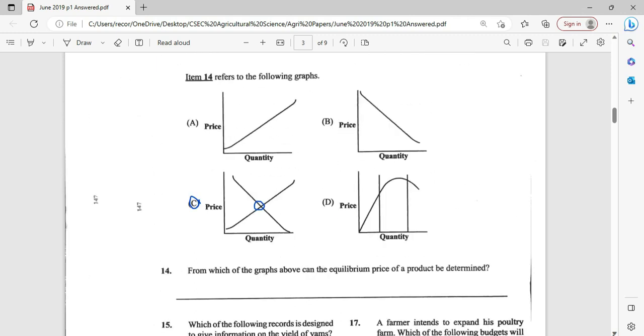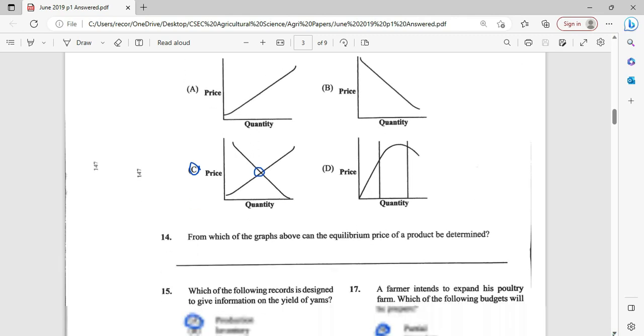Item 14 refers to the following graph. Our answer for the question, from which of the graphs above can the equilibrium price of a product be determined? It's going to be C. We're seeing the intersection there between the supply and the demand curve.